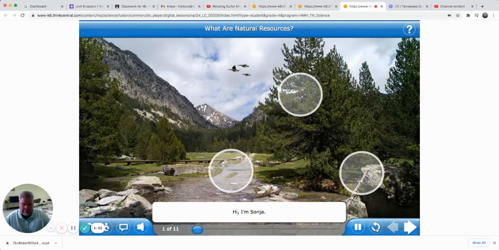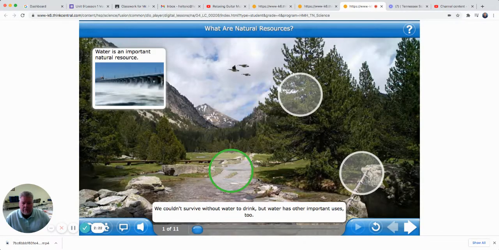Hi, I'm Sonia. I am a park ranger. My job is to protect our natural resources. There are many things found in nature that are useful to people. However, if we use too many of these items or if we use them unwisely, they might not be around for many more years. Click on the highlighted areas to check out some natural resources found in the park. Then click the next arrow when you're ready to learn more about natural resources.